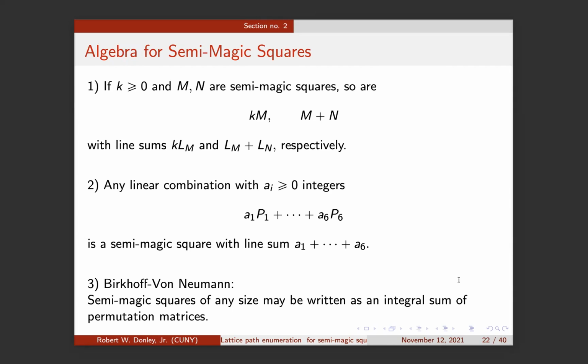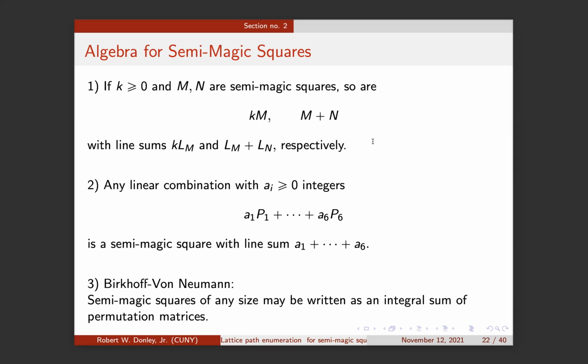In general, if I want to build semi-magic squares out of old semi-magic squares, the algebra works exactly like you would hope. If you add 2 semi-magic squares, you get a new semi-magic square. The new line sum is the sum of the old line sums. If we multiply by a scalar, so a non-negative integer, same idea. We get another semi-magic square with the expected line sum. So that means we could take linear combinations. And since permutation matrices have line sum 1, we could hope linear combinations of permutation matrices are enough.